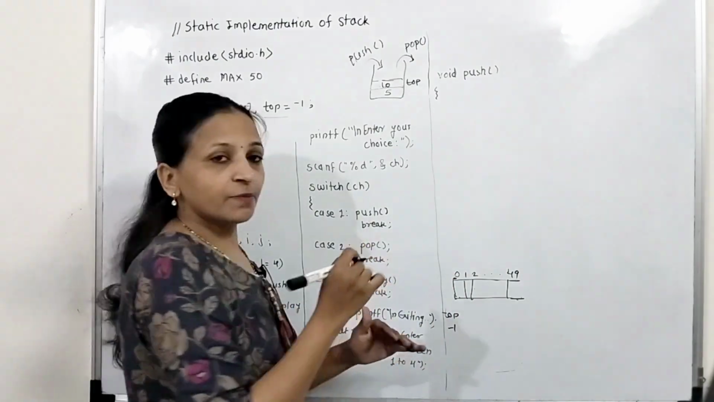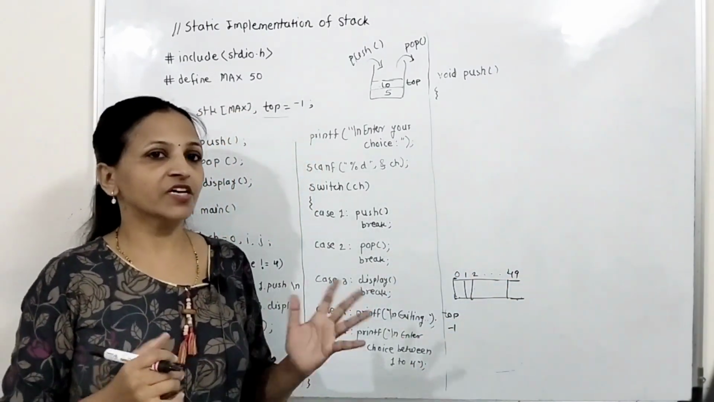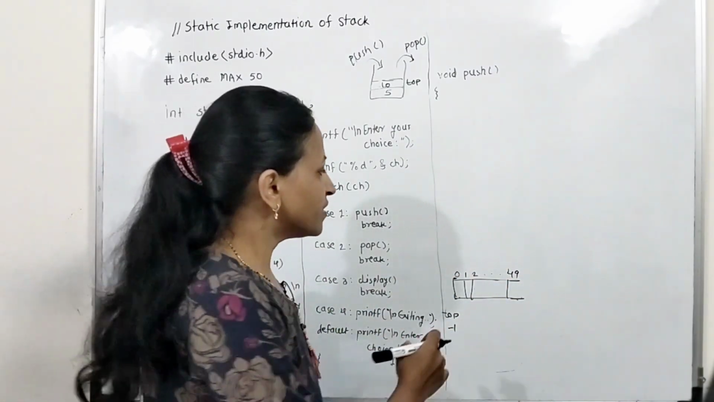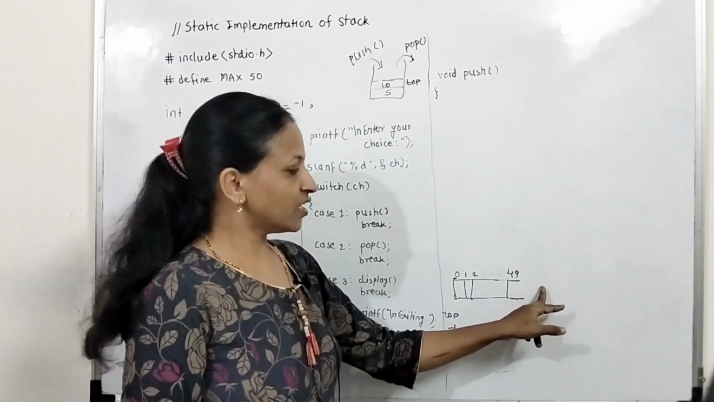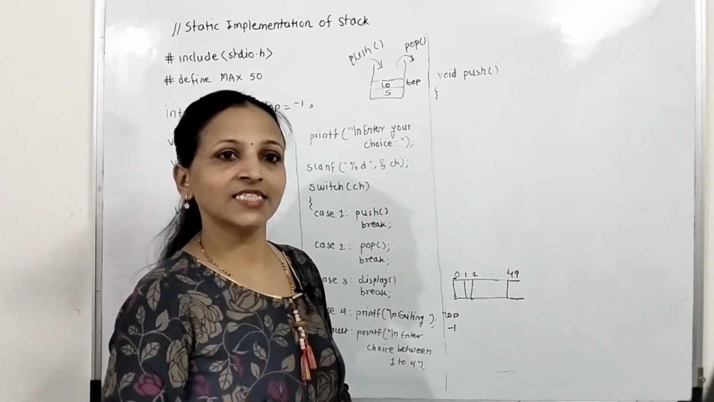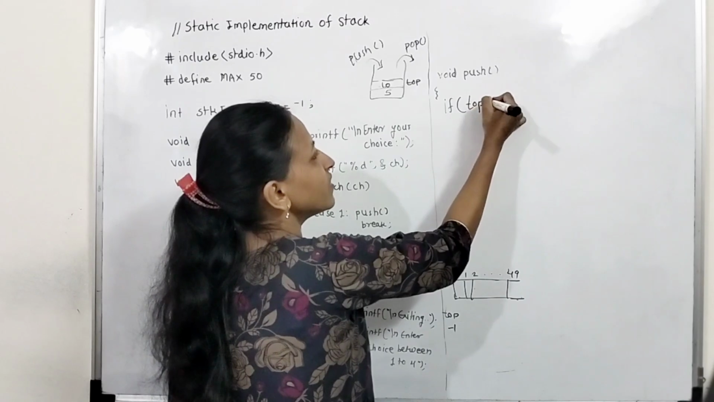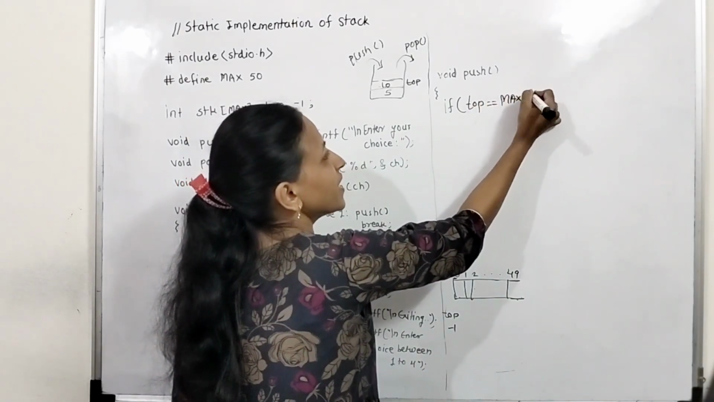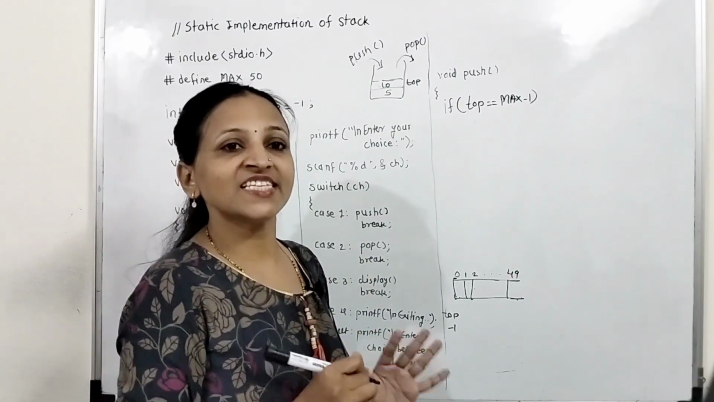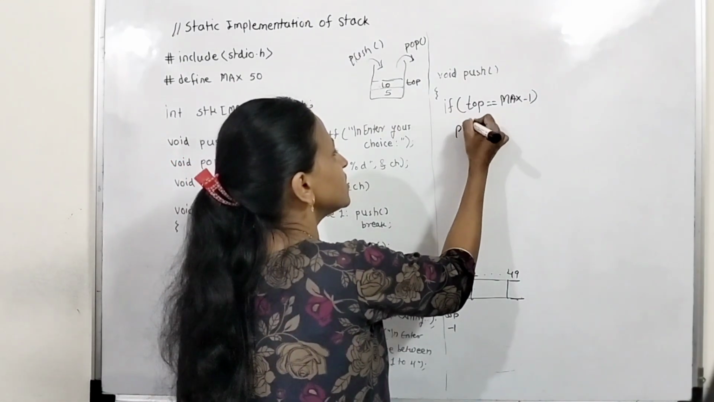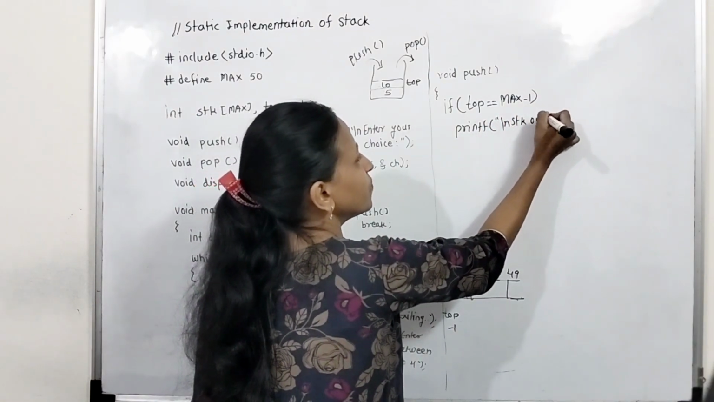And before that we have to check whether that stack is full. If it is full, then we cannot insert any more element. Means if suppose top is 49, means max minus 1, then here there is an element, then no more element you can insert in that stack. That's why we have to check like this. If top is equal to max minus 1, here we can definitely say that stack is full, means stack overflow. Here we have to just printf stack overflow.